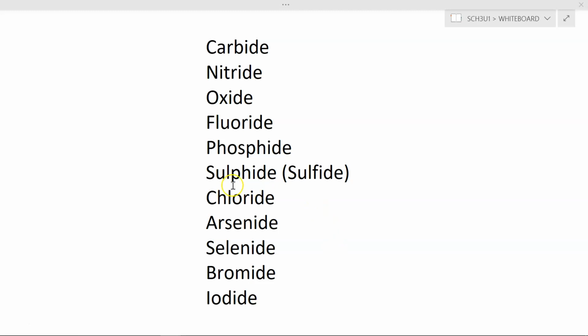Now, just so you're aware, I like to spell sulfide with a PH. This is the British or the Canadian way of spelling sulfide. If you want to spell it with an F, that is the American way of spelling sulfide. Both are acceptable, so I won't deduct marks on the test, but I will deduct my respect for you if you use the American spelling.